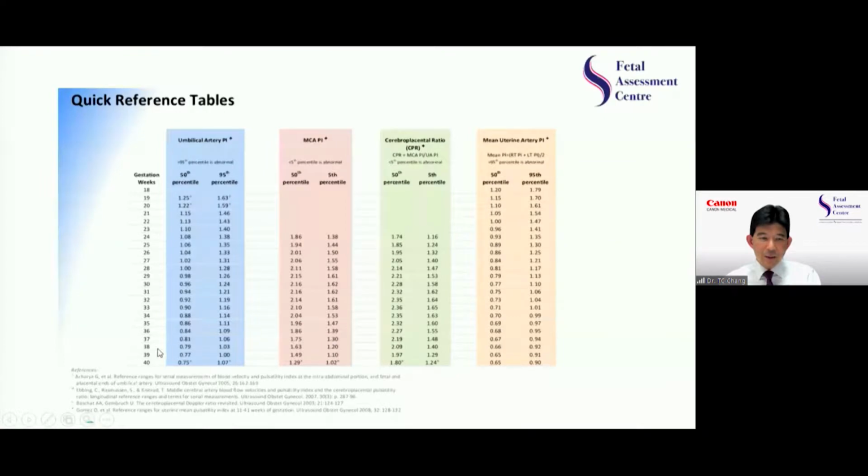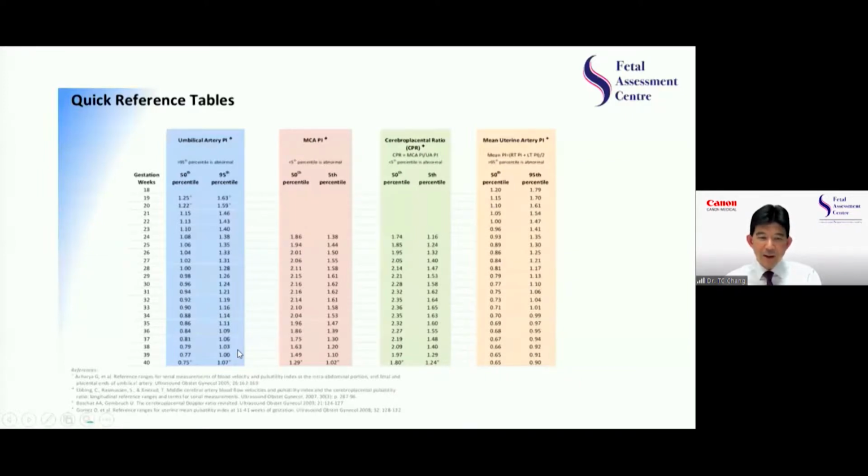I would like you to fix your eyes on the 38th week, because this is usually when decisions have to be made. You're finding a reason to deliver the fetus, no criteria has come up yet, and you do the middle cerebral artery, umbilical artery at 38 weeks. I've got an umbilical artery cutoff of 1, MCA-PI cutoff of 1.2, and the cerebral placental ratio CPR 1.4. That's how I remember it when I scan a fetus and I'm not looking at the graphs yet.